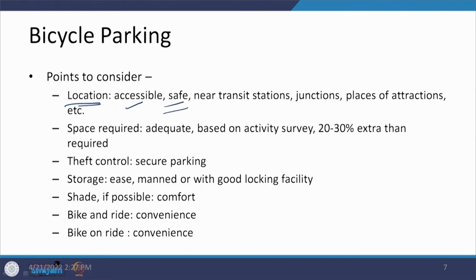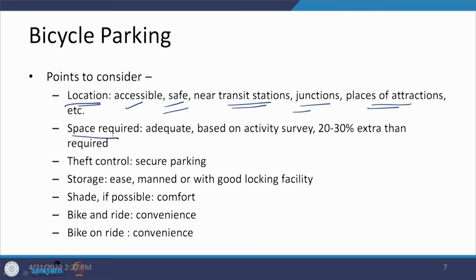Whether that is safe or not, the movements between the spaces, are they safe or not? Is there a segregation with respect to the motorized vehicles so as to ensure the safety of these people? The locations where this should be provided are the transit stations, junctions, any place of attraction where a lot of activity is going to be there. So, that is the point which we need to take into consideration.